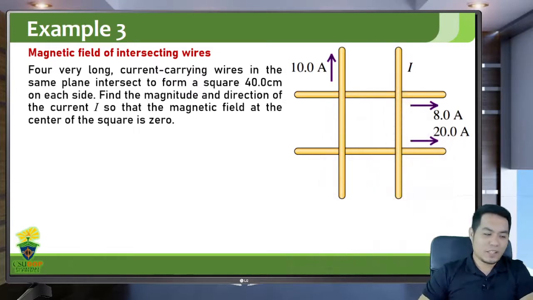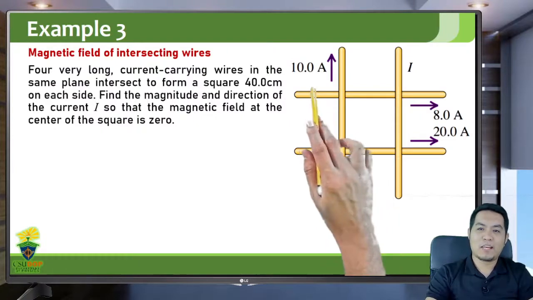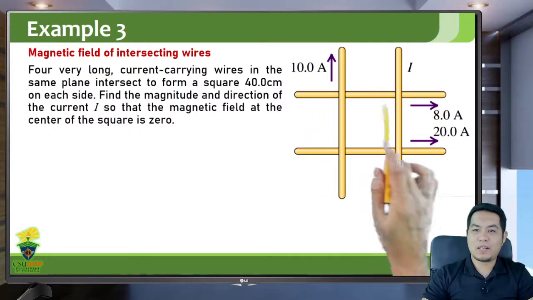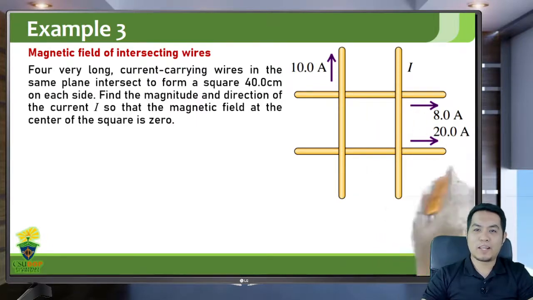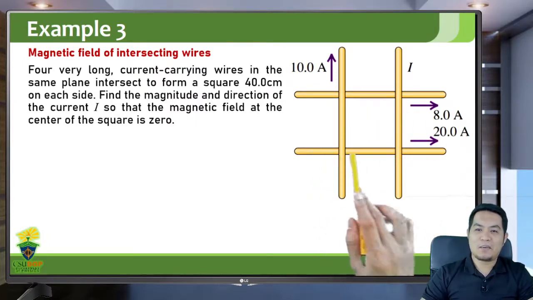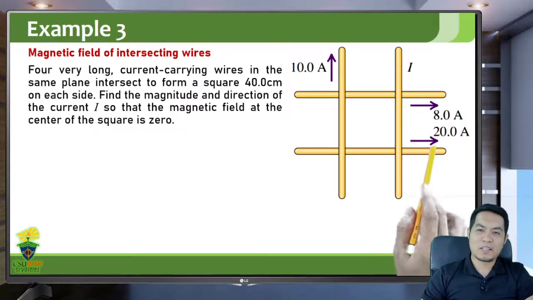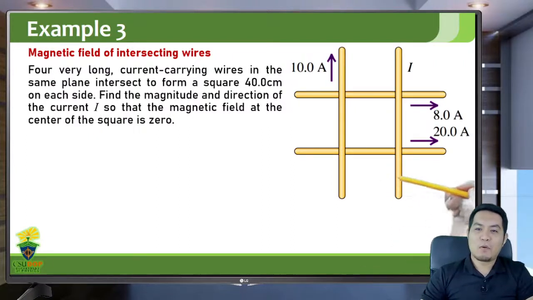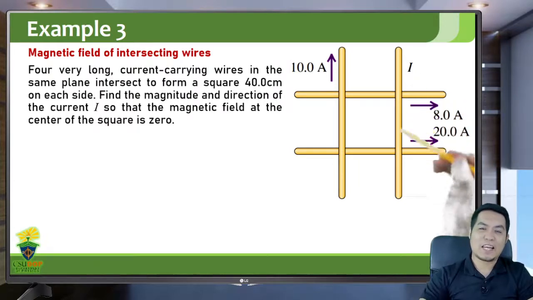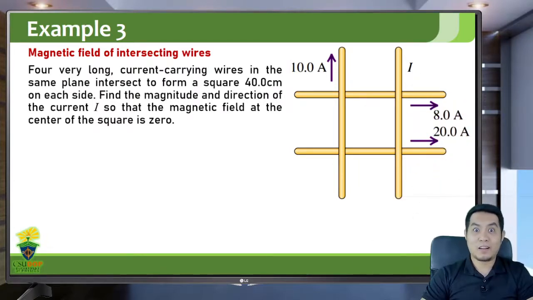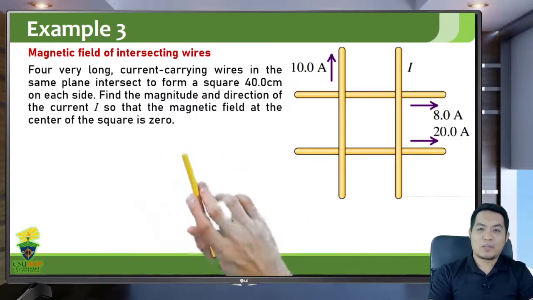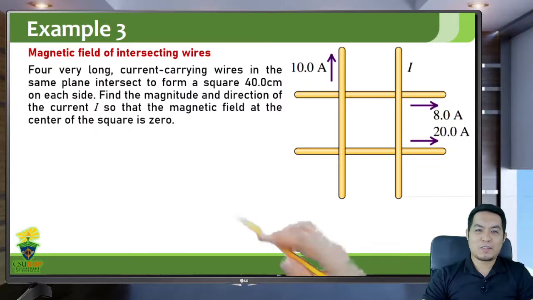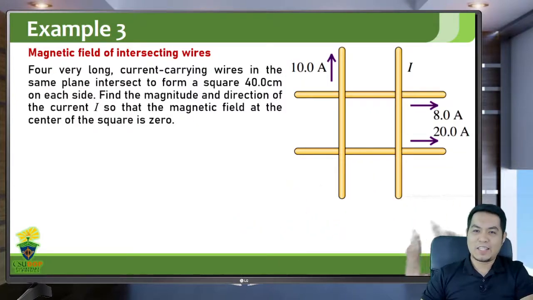So there's an unknown current in this configuration. This wire has a current of 10 amperes flowing upward. This wire here has a current of 8 amperes flowing to the right. Similarly, this other wire here also carries a current to the right, but has a magnitude of 20 amperes. So there's a wire here with an unknown current I. We don't know the magnitude of the current, we don't know the direction of the current, and current is a vector. So find the magnitude and direction of the current I so that the magnetic field at the center of the square is 0.